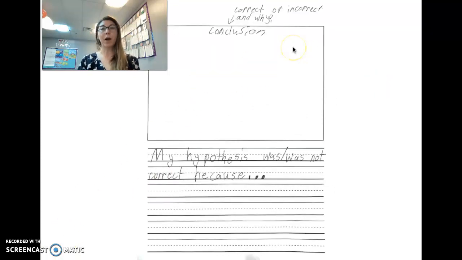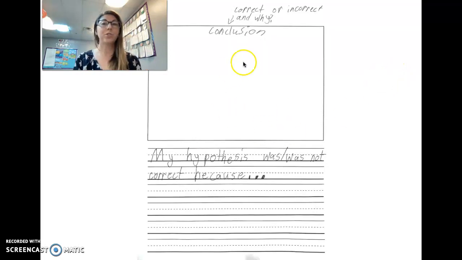The last part of your lab report that you're working on is your conclusion page. On your conclusion page, you're telling your readers, were you incorrect or correct, and why? So you're telling your readers, was your hypothesis, or your guess, correct? And why was it correct? Or why was it not correct?